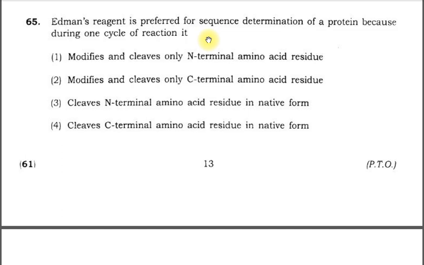Question number 65. Edman's reagent is preferred for sequence determination of a protein because during one cycle of reaction it: option 1 modifies and cleaves only the N-terminal amino acid residue. Option 2 modifies and cleaves only the C-terminal amino acid residue. Option 3 cleaves the N-terminal amino acid residue in native form. Option 4 cleaves the C-terminal amino acid residue in native form. Here the correct option is option number 1.